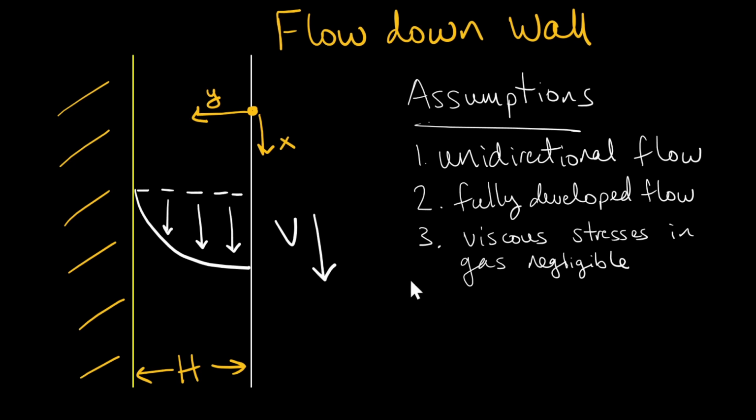The third assumption is that the viscous stresses in the gas are negligible. So here we have a liquid that's represented in this white color. There's also a gas on the outside of that liquid. We're going to assume that any viscous stresses going on in the gas are much smaller than the viscous stresses going on in the liquid.